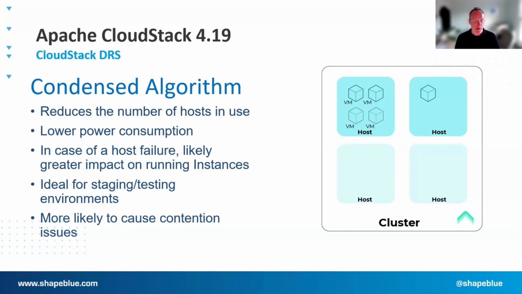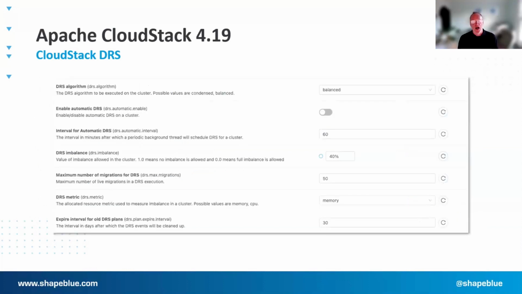DRS is running in the background and it's constantly evaluating, based on some metrics, how it can squash as many instances into as few hosts as possible. As I say, this runs automatically. There's not a lot to see. There's two main areas. I think there's 6 global settings. That's all you need to do to get this running.